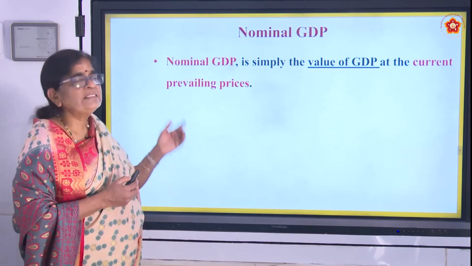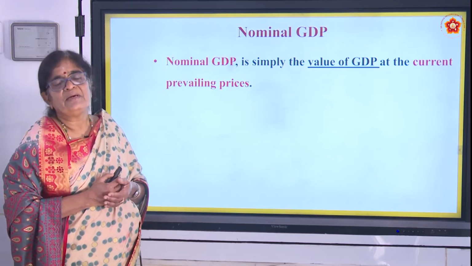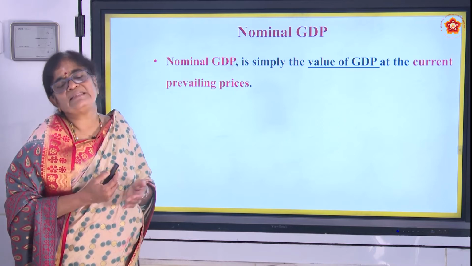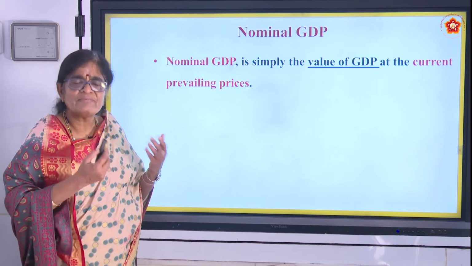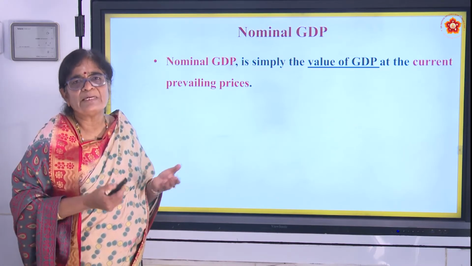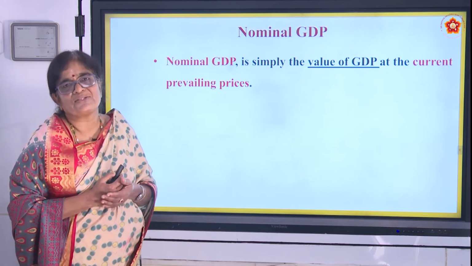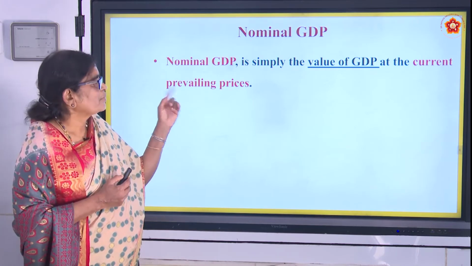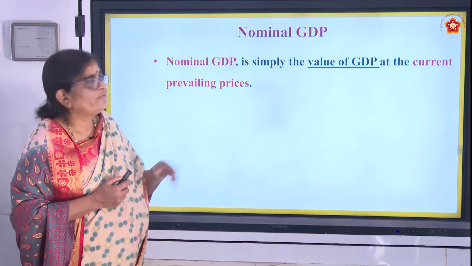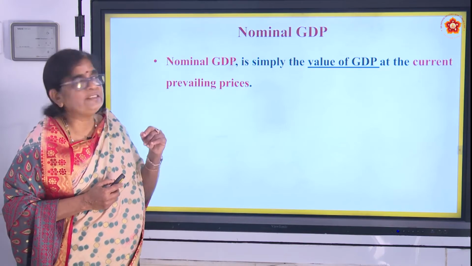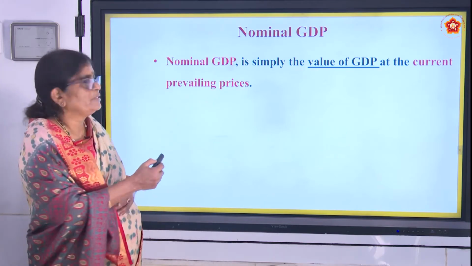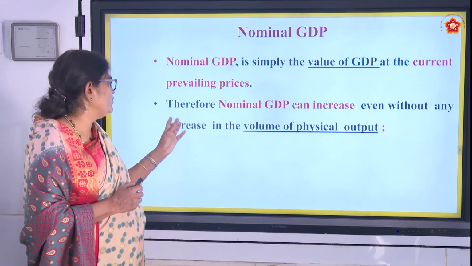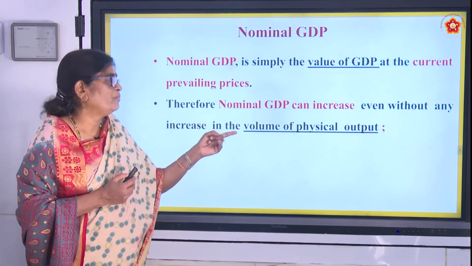And nominal GDP, what do you mean by nominal GDP? When we say nominal GDP, we calculate the GDP, that is the evaluation of goods and services for the particular year using current prices. The current prevailing prices give us nominal GDP. Therefore, nominal GDP is nothing but the value of GDP at the current prevailing prices. And nominal GDP can increase even without any increase in the volume of physical output.